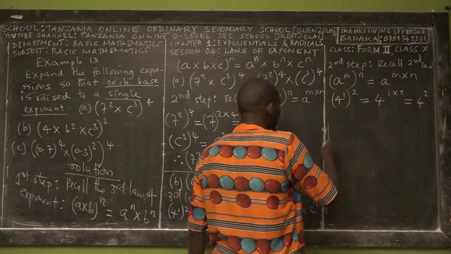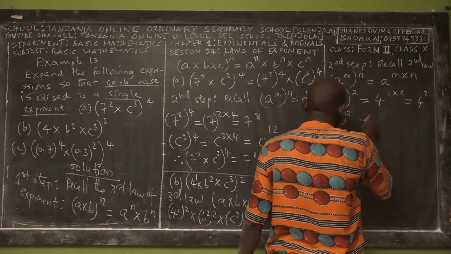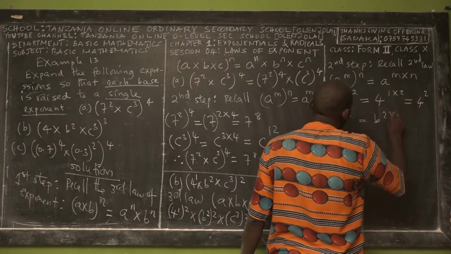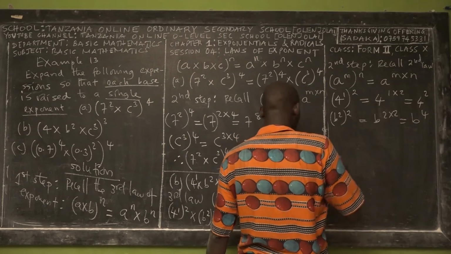So you go for the next part, B power 2 power 2, right? This is equal to B power 2 times 2, which is B power 4.